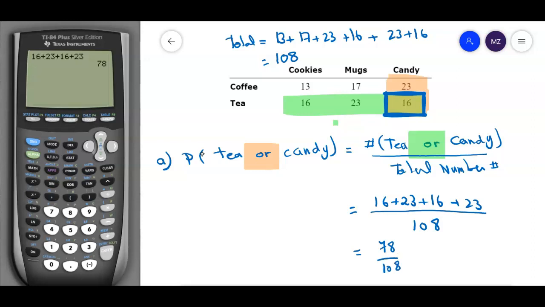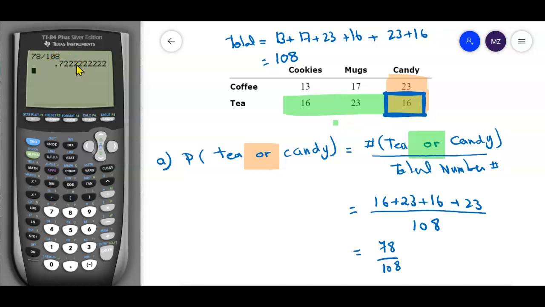Now, this you cannot enter as an answer because you don't know whether it's reduced or not. So what you want to do is use the calculator, 78 divided by 108. Okay, so apparently you're going to get a decimal number, like 0.7222. So you're going to round it to 0.722.